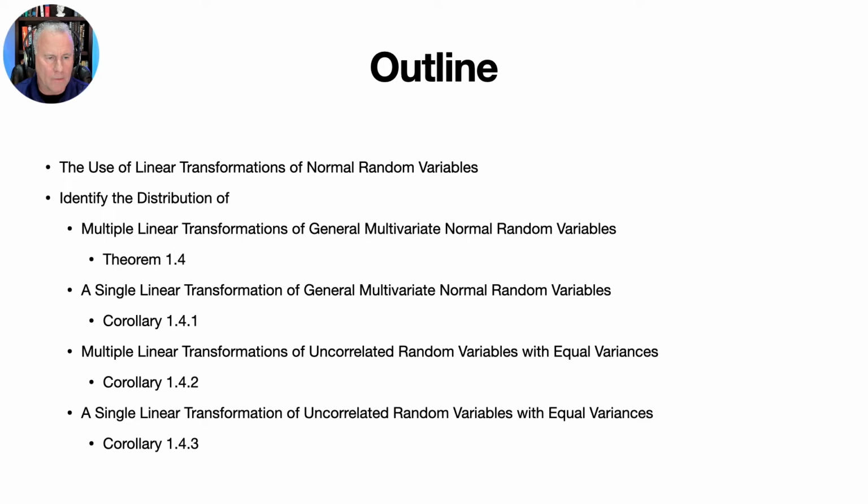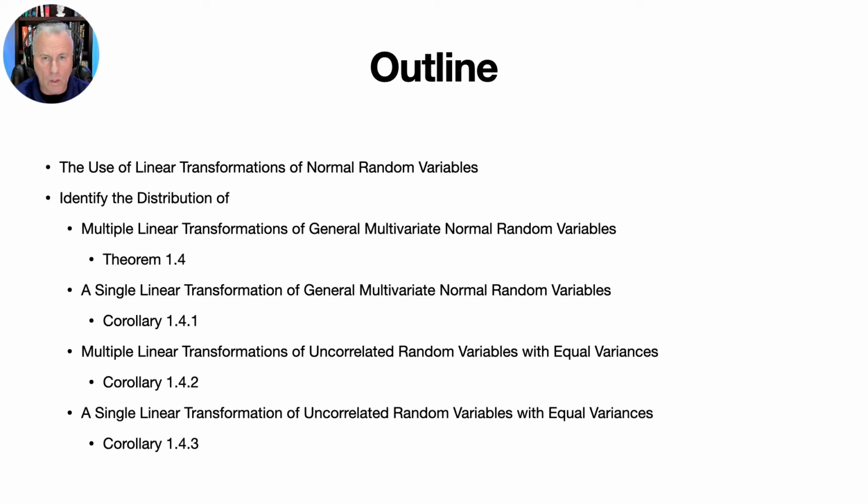We'll first look at the use of linear transformations of normal random variables in statistical inference. We'll then identify the distribution of multiple linear transformations of general multivariate normal random variables. This is in Theorem 1.4. In Corollary 1.4.1, we'll look at a single linear transformation of general multivariate normal random variables and identify its distribution.